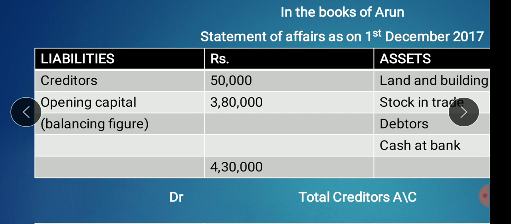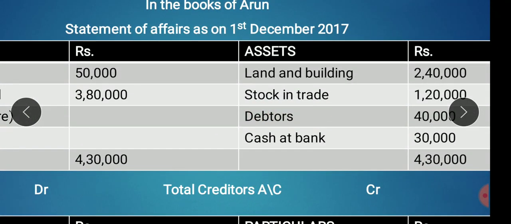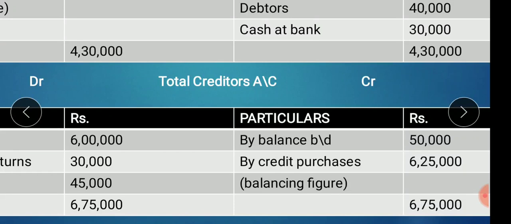Then the highest value is shown on the asset side and the lowest value on the liability side. Asset side value 4,30,000, liabilities value just 50,000 only. So the highest value represents both sides. 4,30,000 minus 50,000 gives the result 3,80,000. This value is known as opening capital. Then next, find out the credit purchase value.